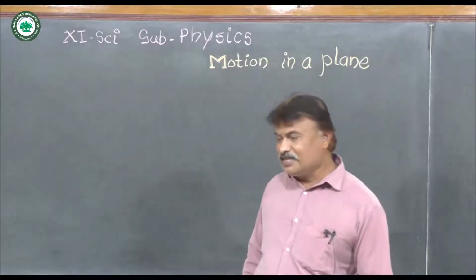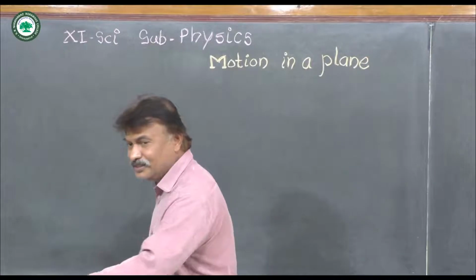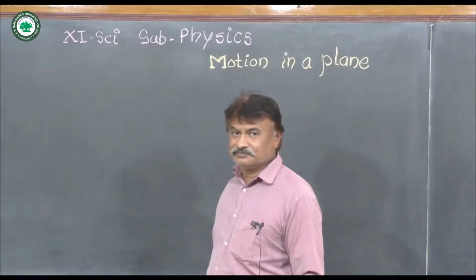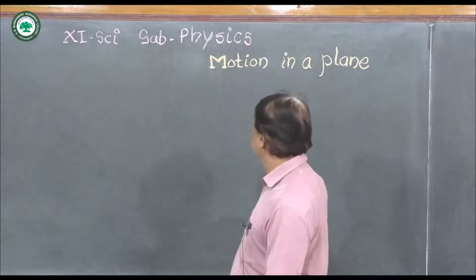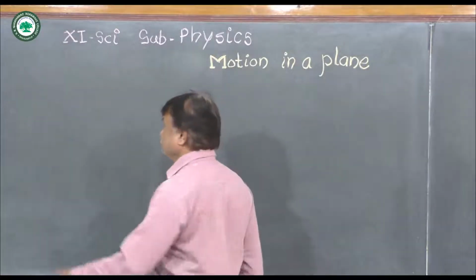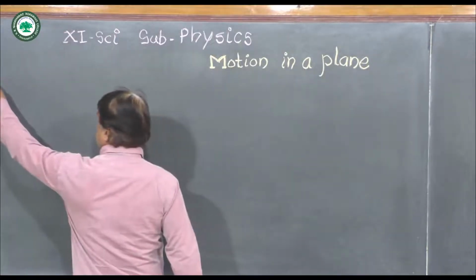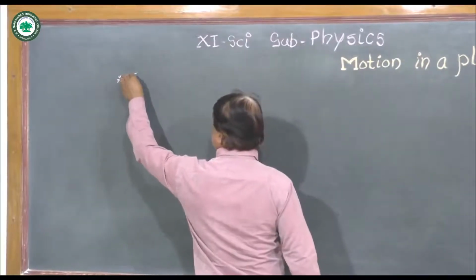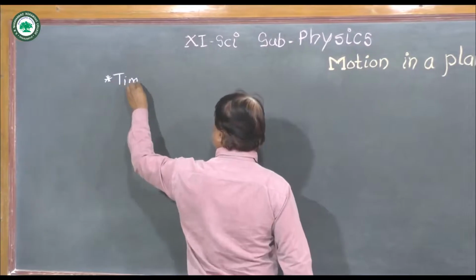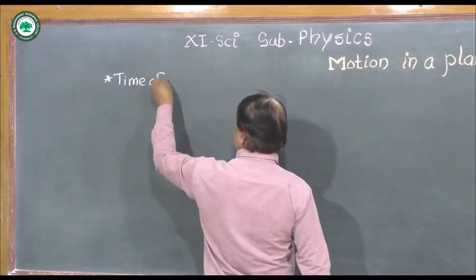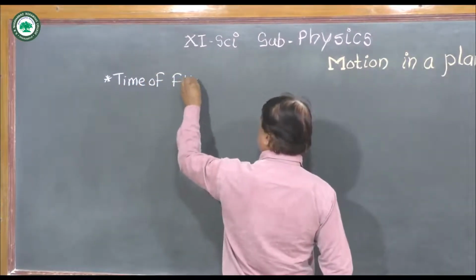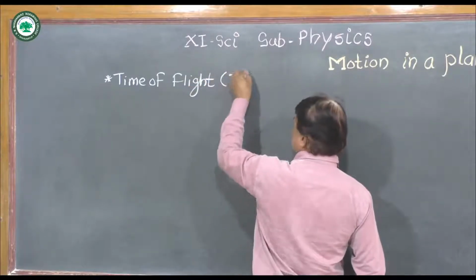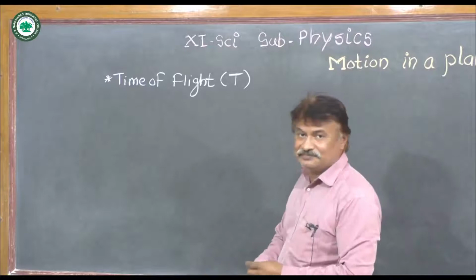In the last lecture we studied the equation of trajectory. Now, in motion in a plane, we have to study the time of flight. Its symbol is capital T.